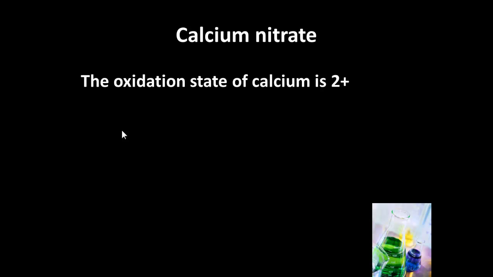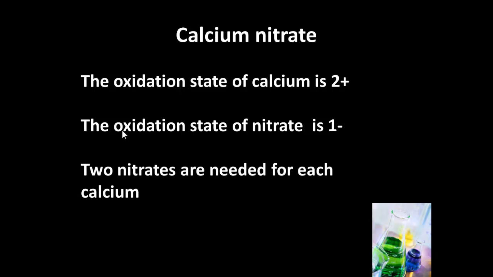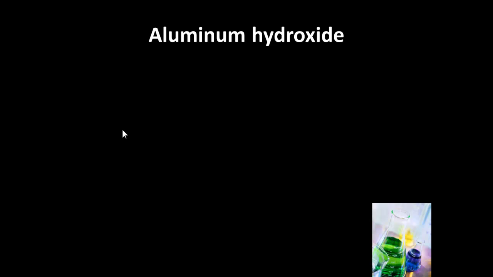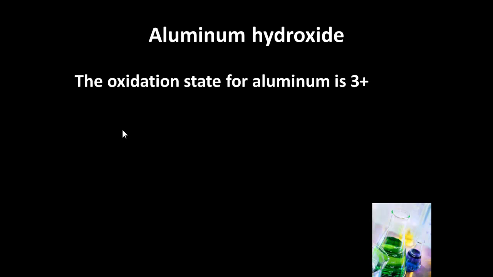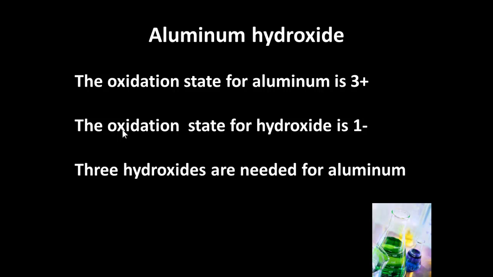Calcium nitrate, the oxidation state of calcium is 2+. The oxidation state of nitrate is 1-. So we're going to need 2 lots of nitrate for the calcium. So we'll have a formula of Ca(NO3)2. Note the use of parentheses there. Aluminium hydroxide. The oxidation state for aluminium 3+. The oxidation state for hydroxide 1-. 3 minuses to balance that 3+. So we need 3 hydroxides. So we're going to write that as Al(OH)3.